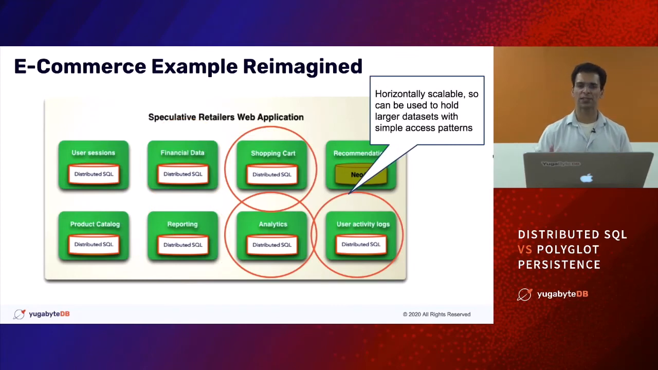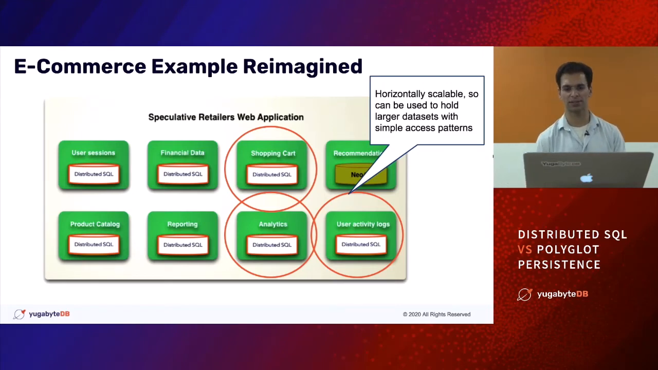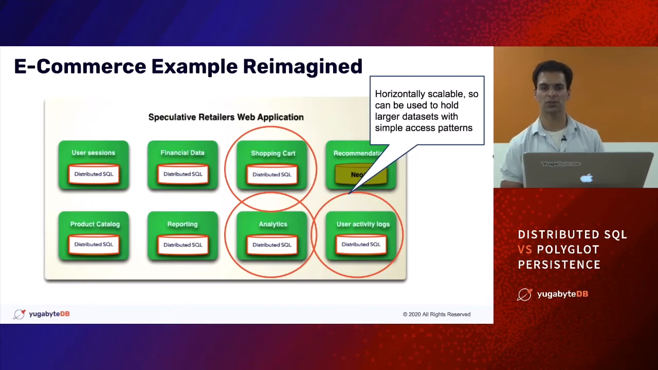Now, if you look at other things like analytics and user activity logs, well, it is horizontally scalable. It is highly available, and it can deal with a lot of data because they're inherently built to be scalable. So it is possible to hold some of these larger data sets, which have relatively simple access patterns, with a distributed SQL database. So you can put all of your user analytics and user activity logs and so on in this database itself.